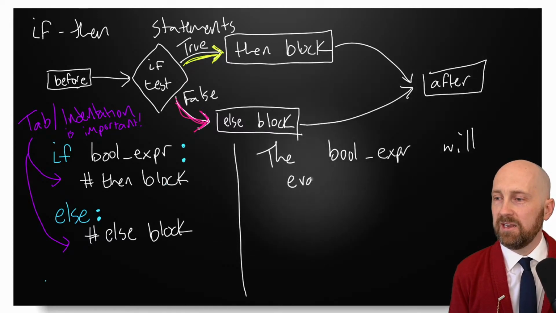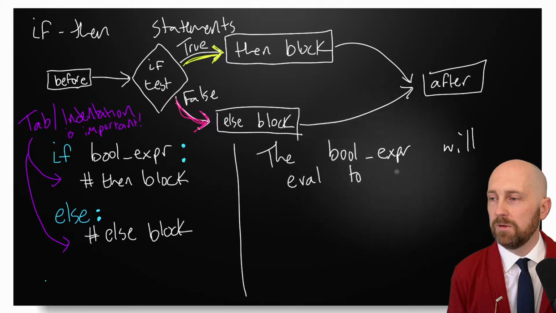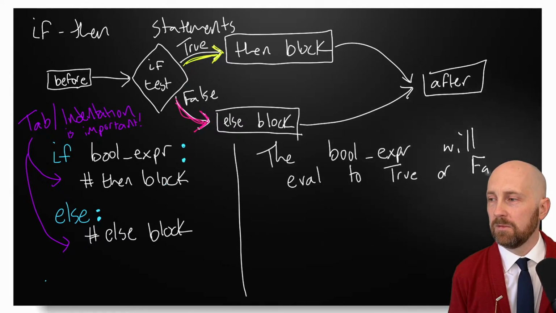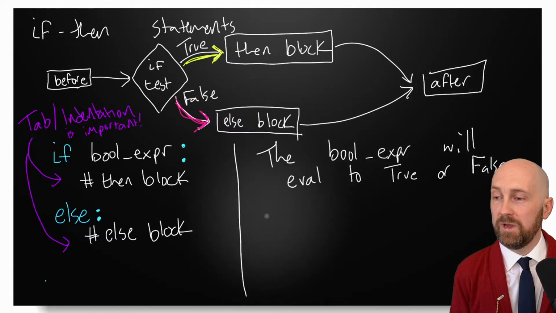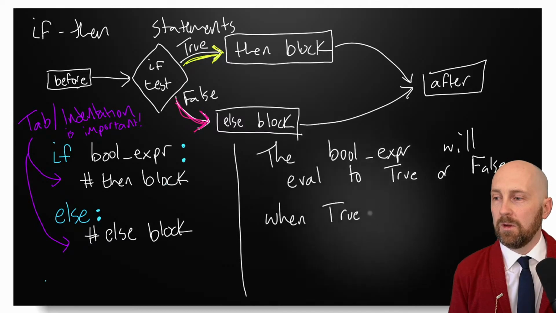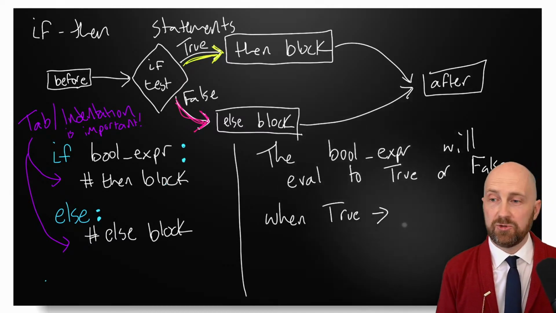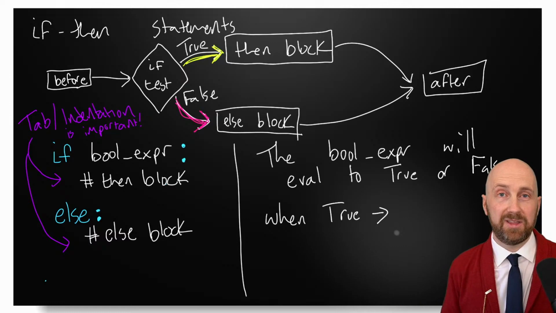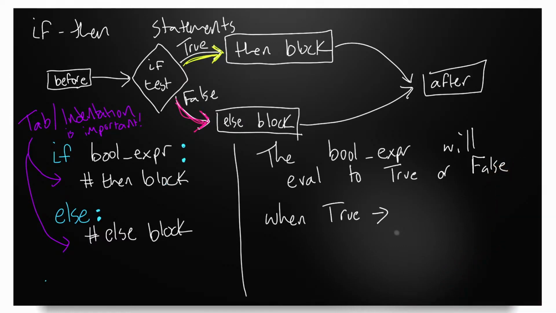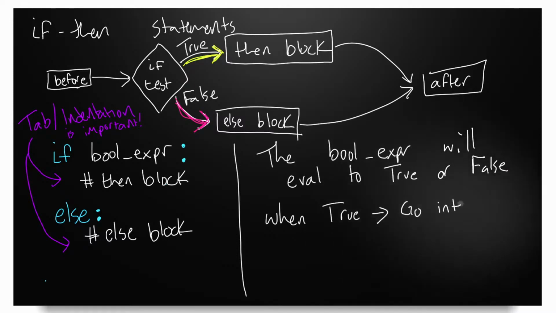And I'm just going to shorthand eval for evaluate to true or false. Okay, when it's true, the interpreter is going to jump into the then block. It's going to go into the then block and ignore the else block. It's not going to do anything in the else block, all right? Go into then block, all right?